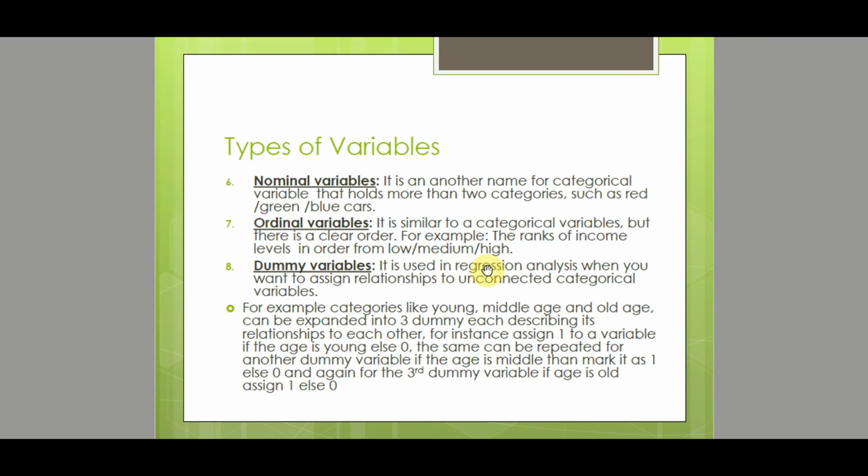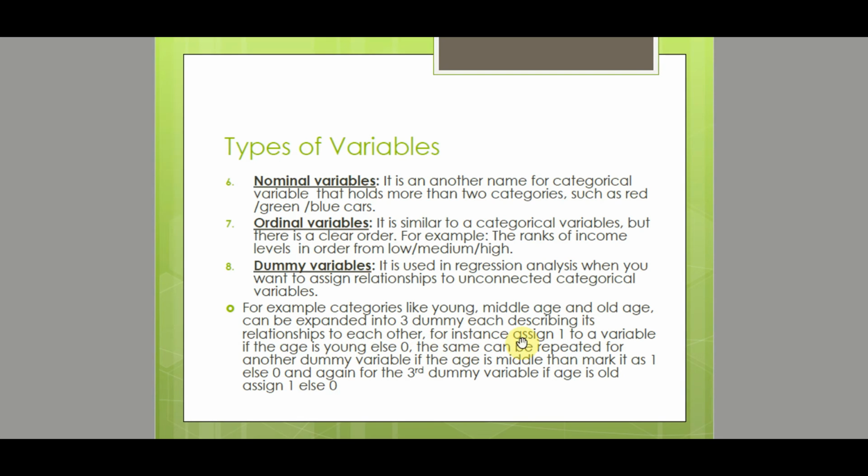Dummy variables are used in regression analysis, which is an advanced statistical analysis. They are used when we want to assign a relationship to unconnected categorical variables. For example, if we have categories like young, middle age, and old age, we can create three dummy variables, each describing its relationship to each other.